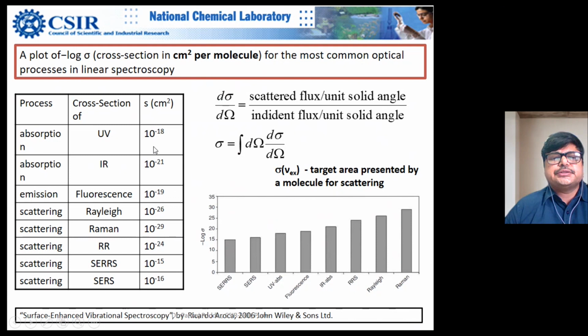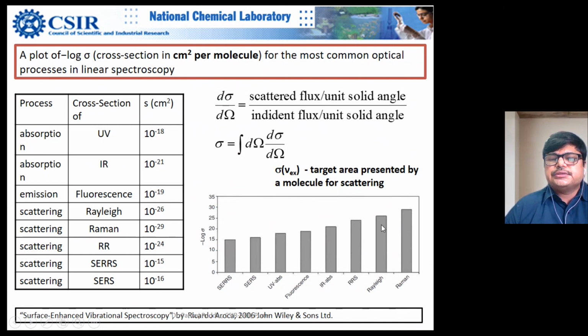Now if you note that UV absorption spectroscopy is somewhere here, 10 to the power minus 18. And next comes fluorescence, which is quite close. Raman is worse actually. Just pure Raman spectroscopy has a very bad scattering cross section. If you see, this is 10 to the power minus 29. And if you compare SERS, which we routinely do, you can see that this is 10 to the power 13 difference, actually, a huge difference, right?